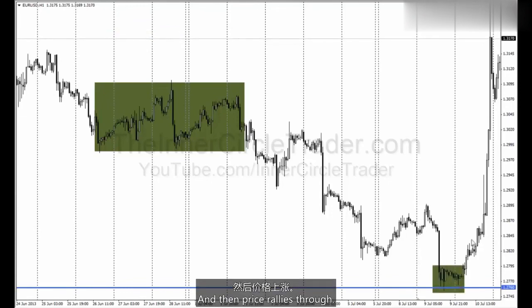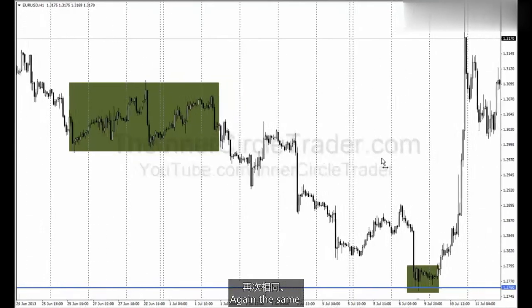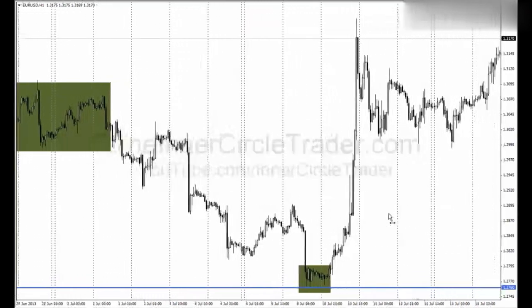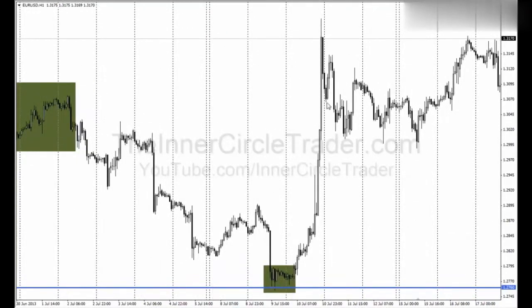And then price rallies through, takes out this high here, and very little pausing at all in here. It just explodes. And where does it explode to? Above the consolidation in here. So again, the same price model in this fractal pattern is seen on an hourly basis. You can see ultimately it comes back and trades even further.